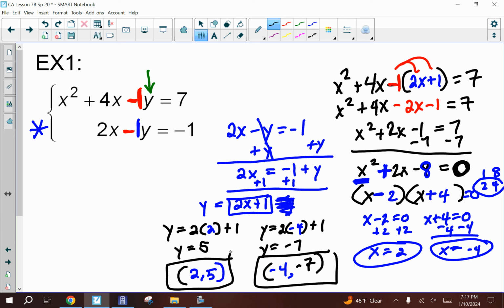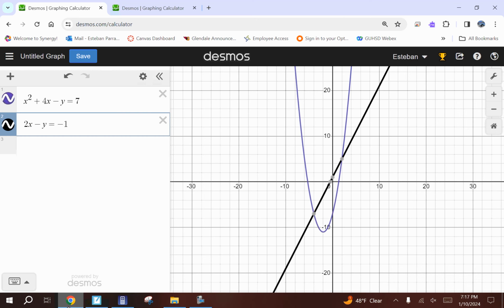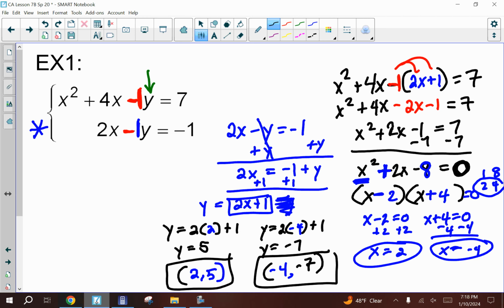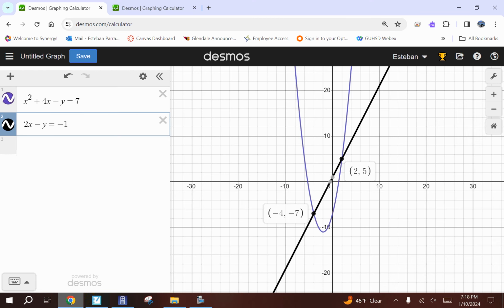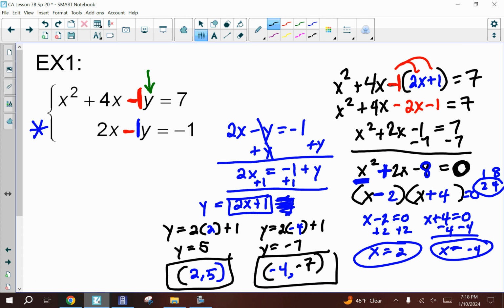Now, these are your 2 final answers, and how can you verify that these are correct? You can always go to Desmos. So if I go to Desmos, I have -4, -7, and 2, 5. That is exactly what we got here. So Desmos is going to be our way to verify our solutions. And you can see that one of them is a parabola and the other one is a line. So it's possible to get two solutions. Okay, next one.